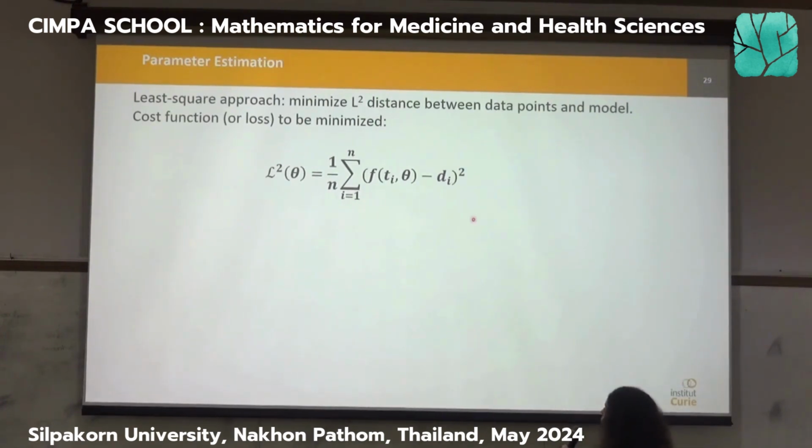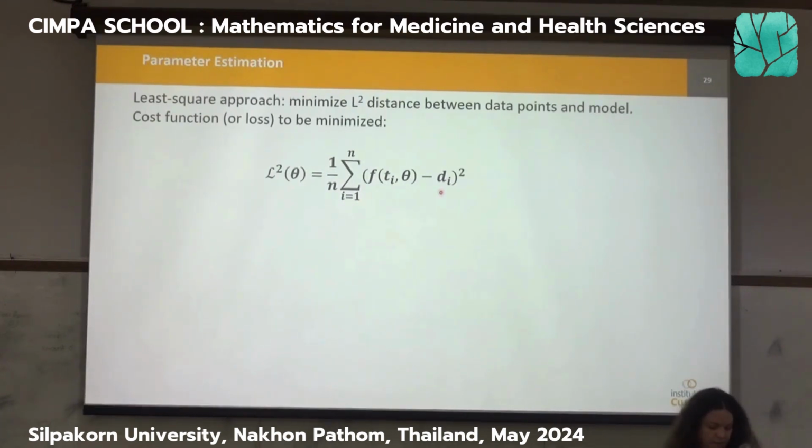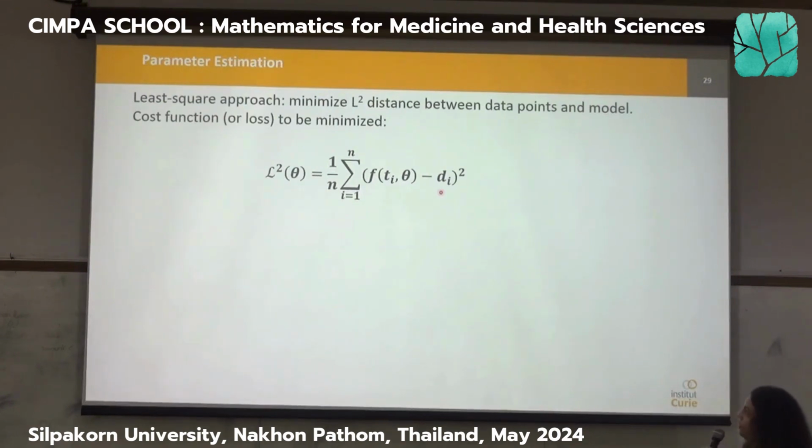of t of theta, where theta are the parameters, and basically what you want to minimize is this quantity. So that's the sum over the different data points. Given at the time ti, you have the value of the data that is di for different i's, to that number small n, and then you have this L2 norm that you want to minimize.